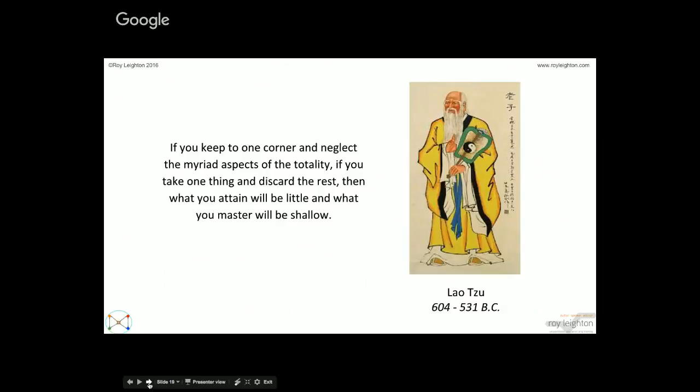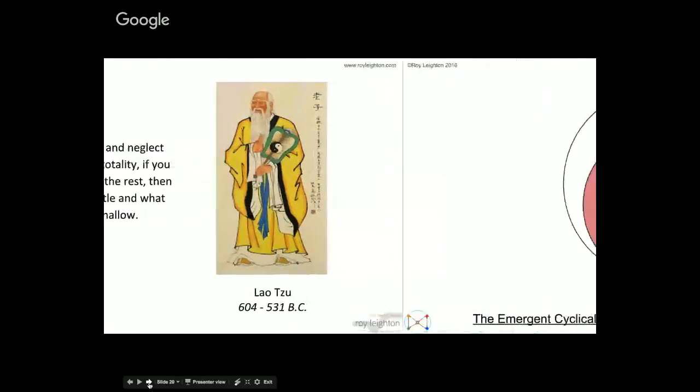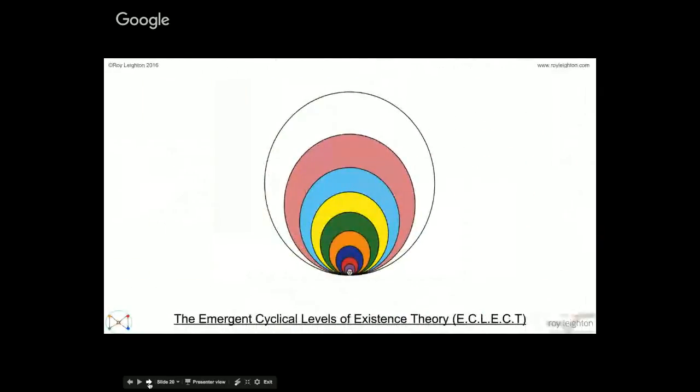Lao Tzu, who's part of this methodology, in the 6th century, said if you keep to one corner and neglect the myriad aspects of the totality, if you take one thing and disregard the rest, then what you attain will be little and what you master will be shallow. And the butterfly model is about looking at all aspects of reality and finding the most appropriate way to engage. And that may require some compromise.